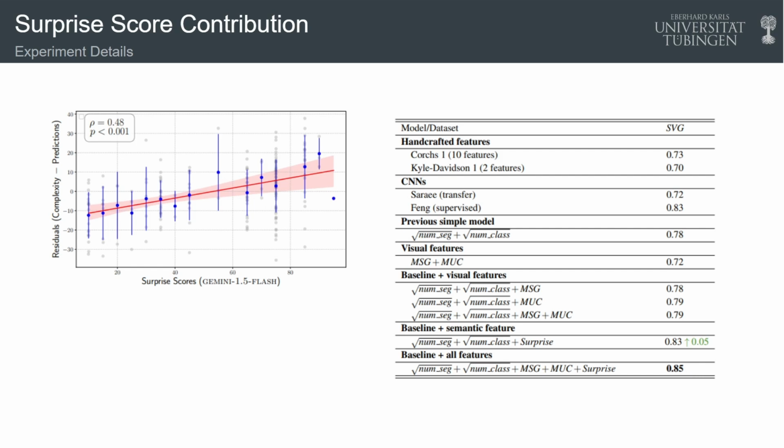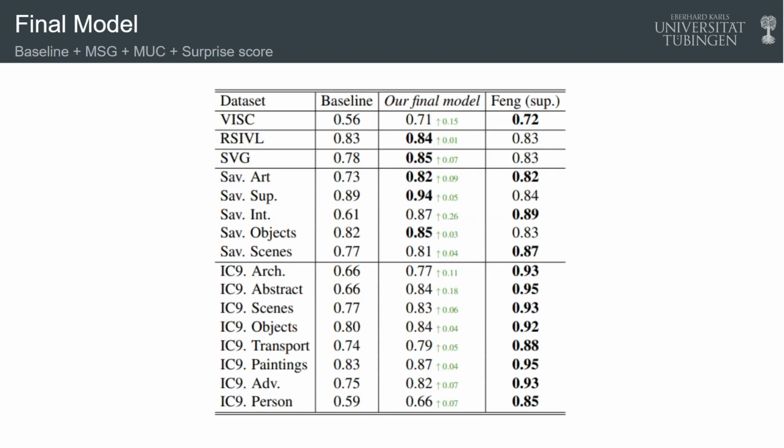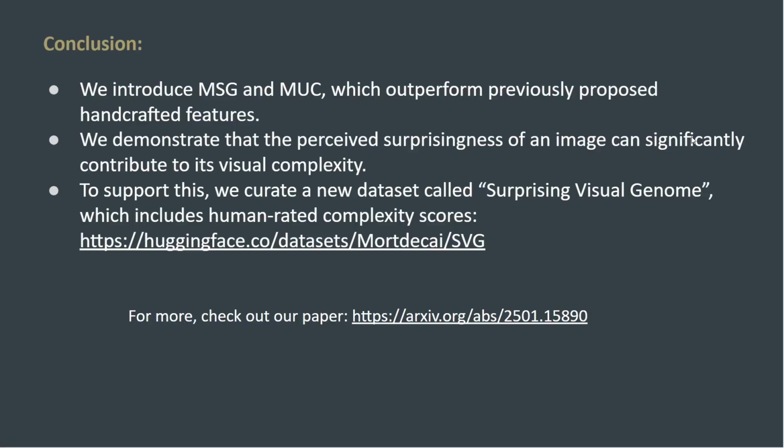As a result, our final model achieves significant improvements over the baseline across all datasets we evaluated. Excluding datasets used to train the best supervised model, our approach matches or exceeds its performance on 5 out of 8 benchmarks. To conclude, we introduce MSG and MUC, which outperform previously proposed handcrafted features. We demonstrate that the perceived surprisingness of an image is a significant contributor to visual complexity. To support this, we curate a new dataset called Surprising Visual Genome, which includes human-rated complexity scores.